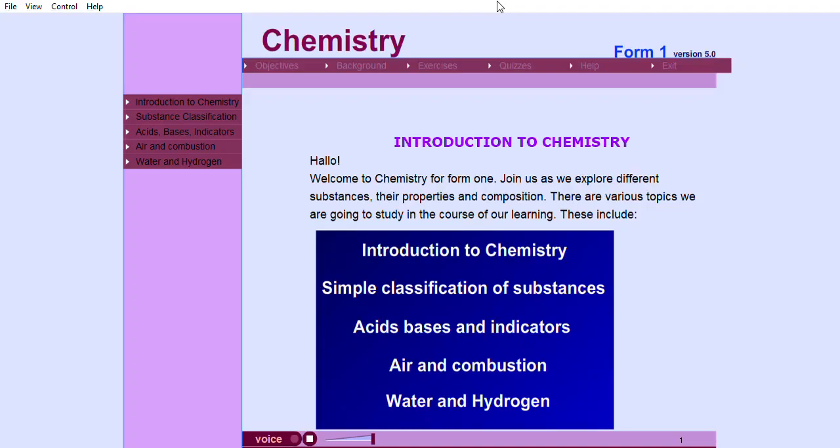These include Introduction to Chemistry, in which we will review what we learned in primary school and what the study of chemistry involves. Simple classification of substances will also be looked into, in which different methods of separation will be discussed. Acids and bases is another topic which will be tackled.